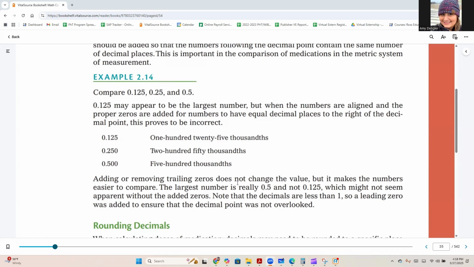Adding or removing trailing zeros does not change the value, but it makes the numbers easier to compare. The largest number is really 0.5 and not 0.125, which might not seem apparent without the added zeros. Note that the decimals are less than 1, so a leading zero was added to ensure that the decimal point was not overlooked.